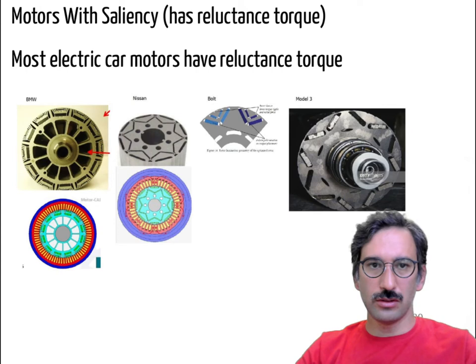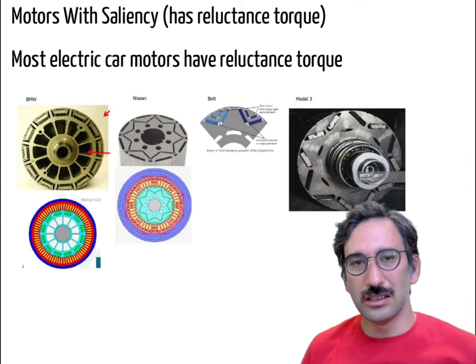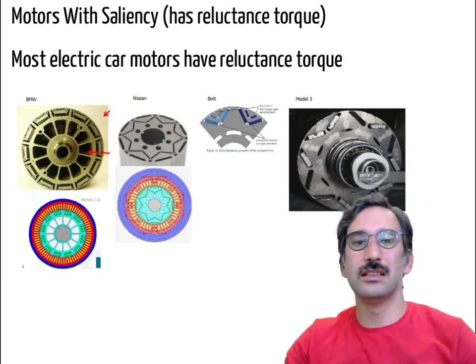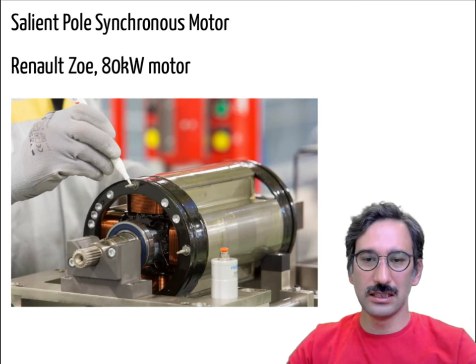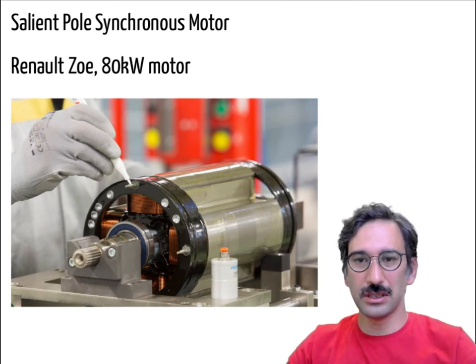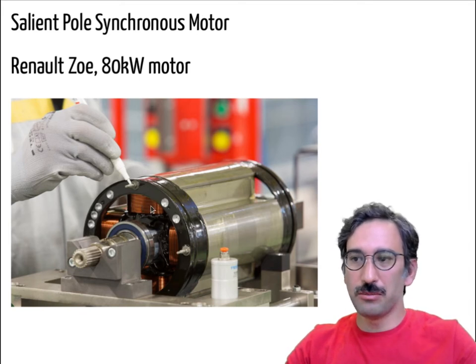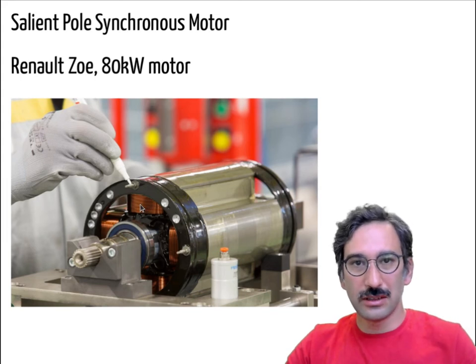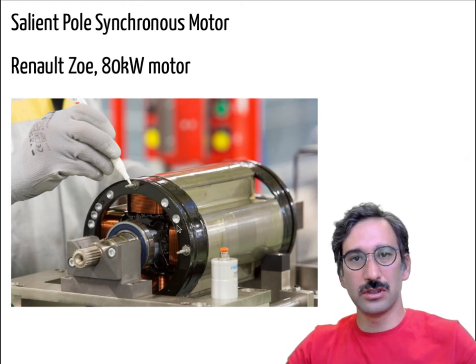Okay, so actually I just want you to understand the general topology and the physical orientation of a salient pole machine. So, there's another example: the Renault Zoe. This has no permanent magnets at all. It is electrically excited, with a field winding, as you can see. And that motor will be in your first experiments and simulations.